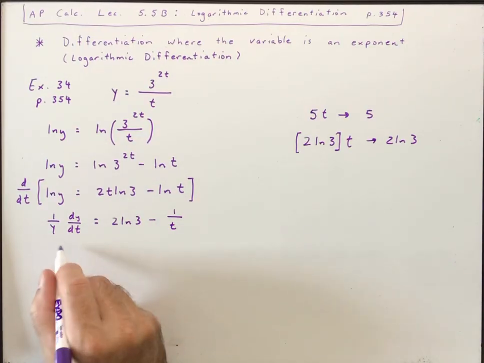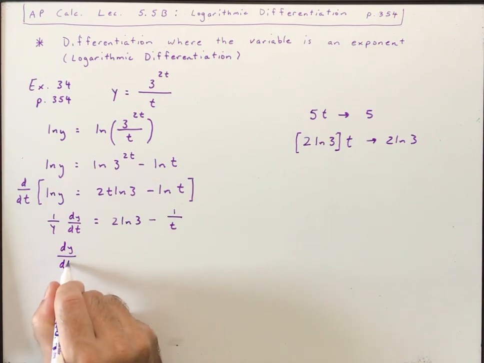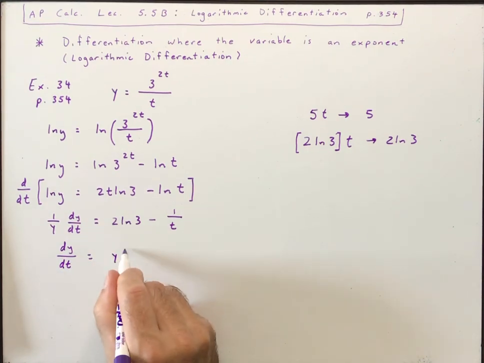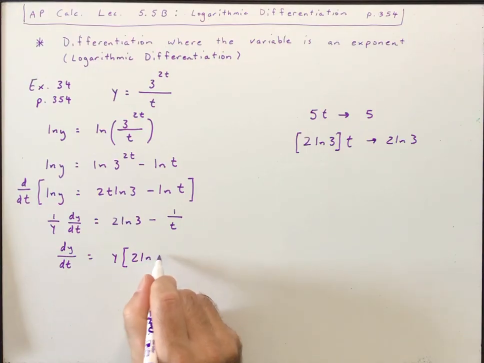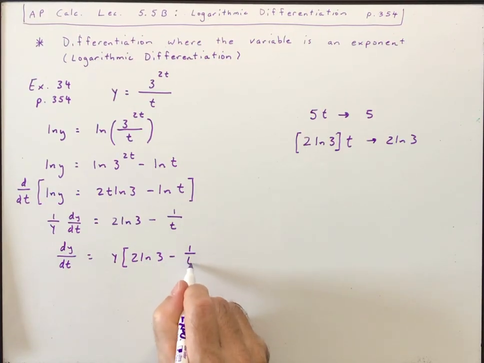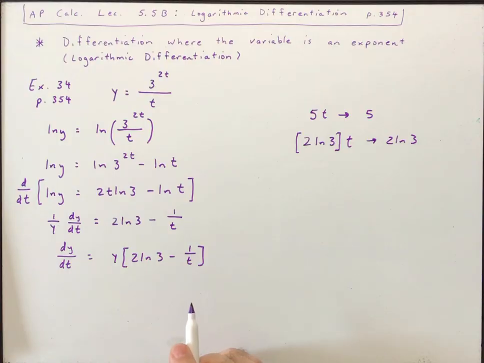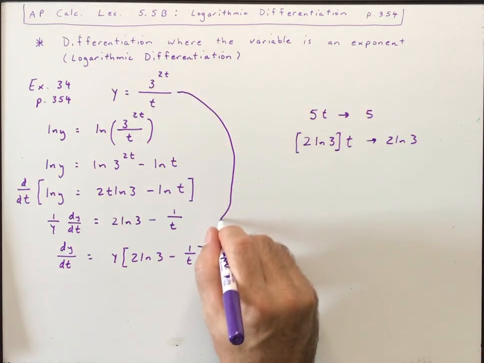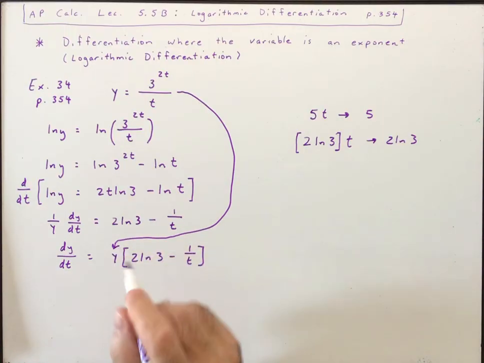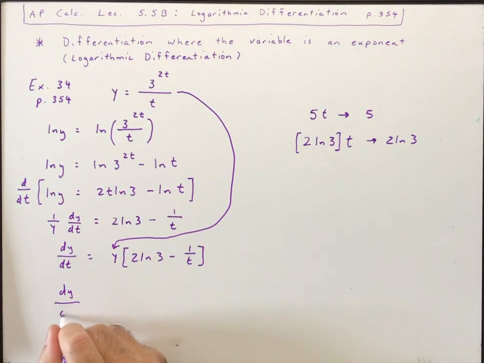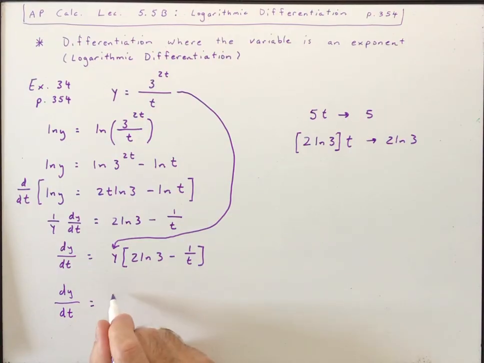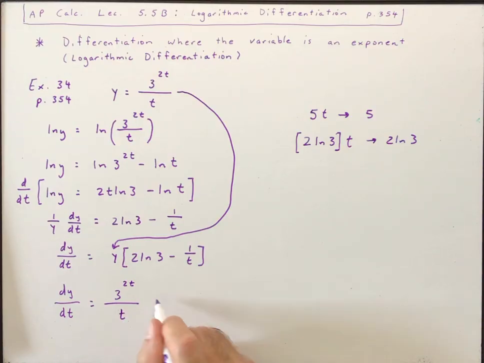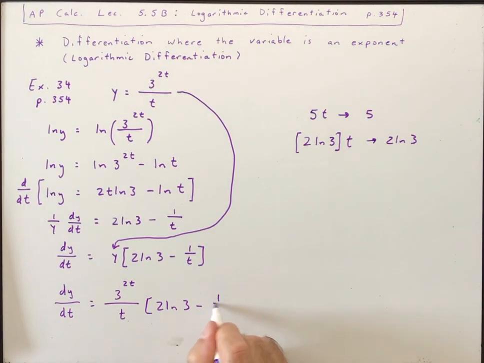So let's multiply both sides by y. And then our final step is we want to substitute for y in terms of t, which we do by going back to the original equation and have 3 to the 2t over t times 2 natural log 3 minus 1 over t.